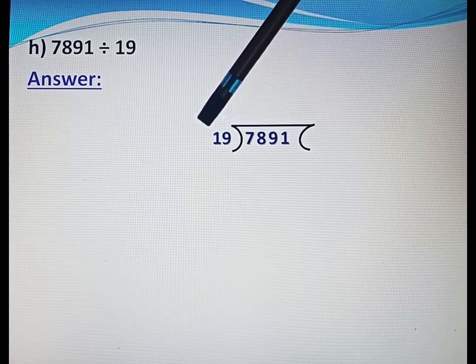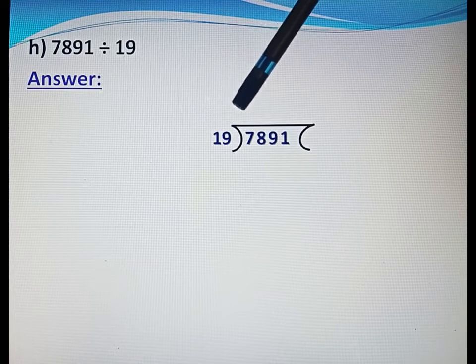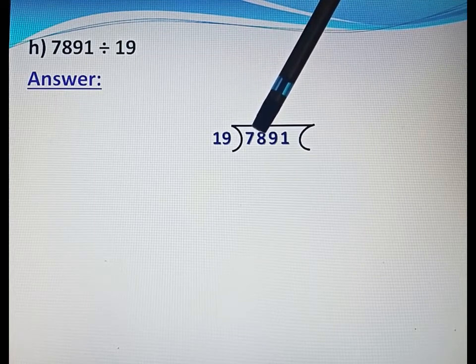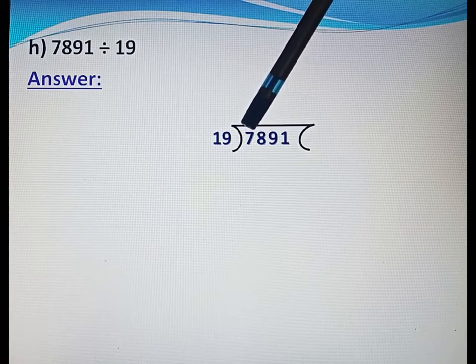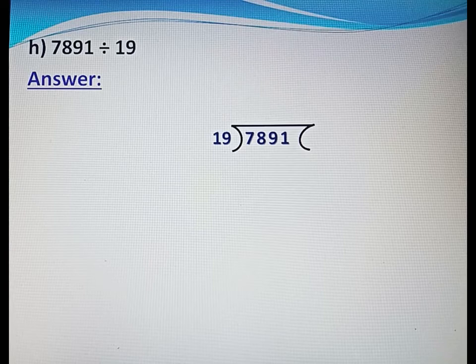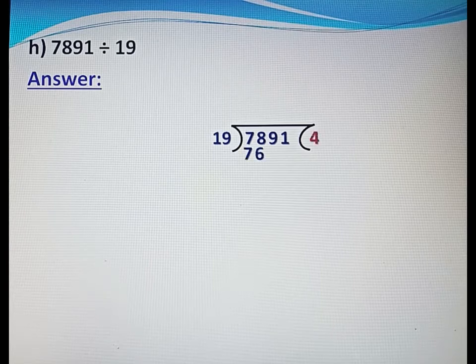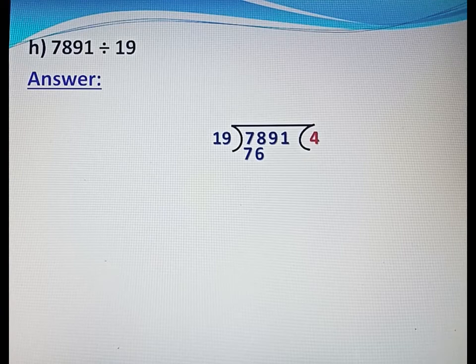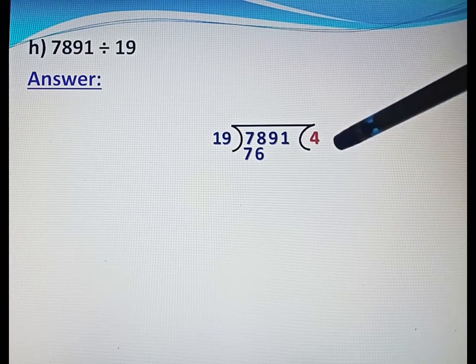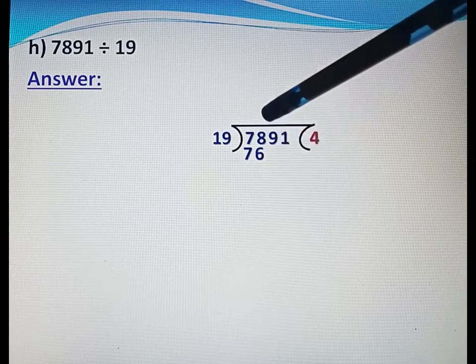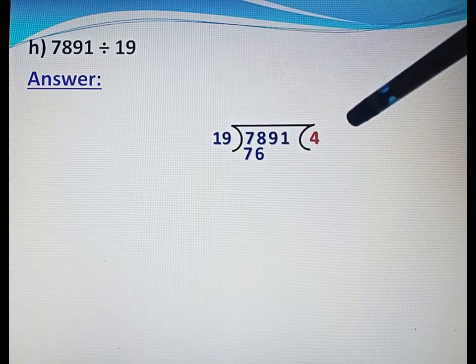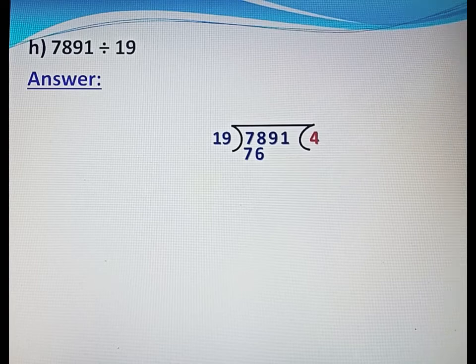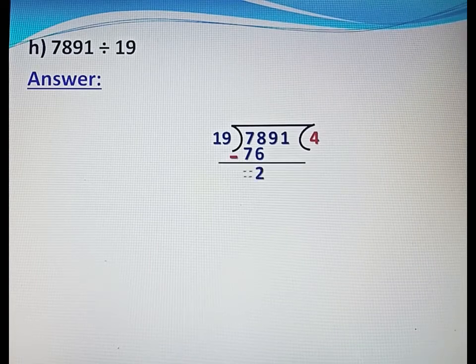We will multiply this 19 by that number so that it is equal to 78 or less than 78. It should not be greater than 78. Multiply 19 by 4. 19 4 ja 76 and 19 5 ja 95. 95 is greater than 78, so we will multiply this 19 by 4. 19 4 ja 76, and then we will do subtraction. 8 minus 6, 2, 7 minus 7, 0.